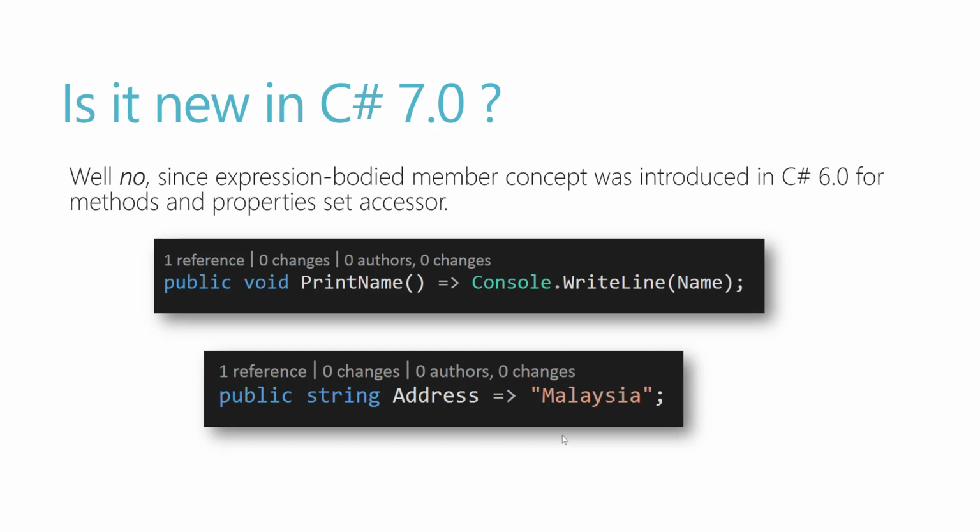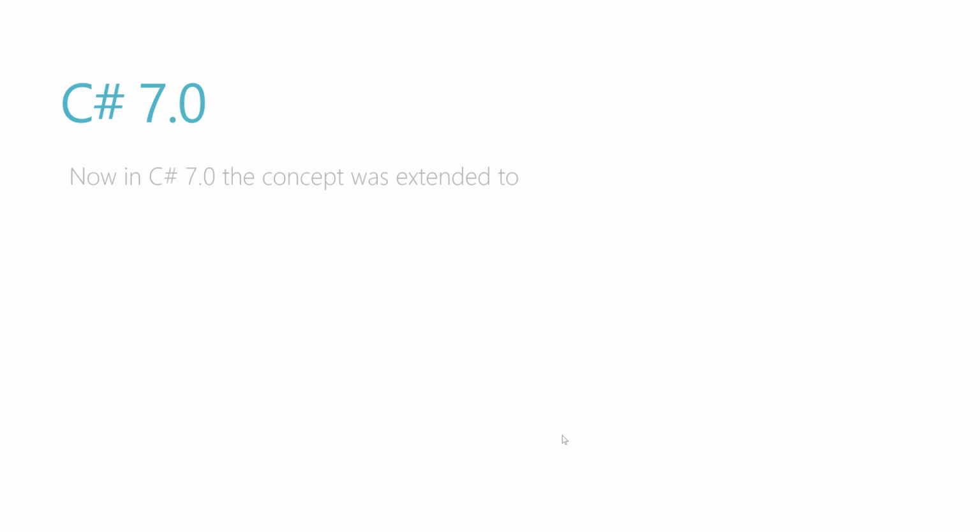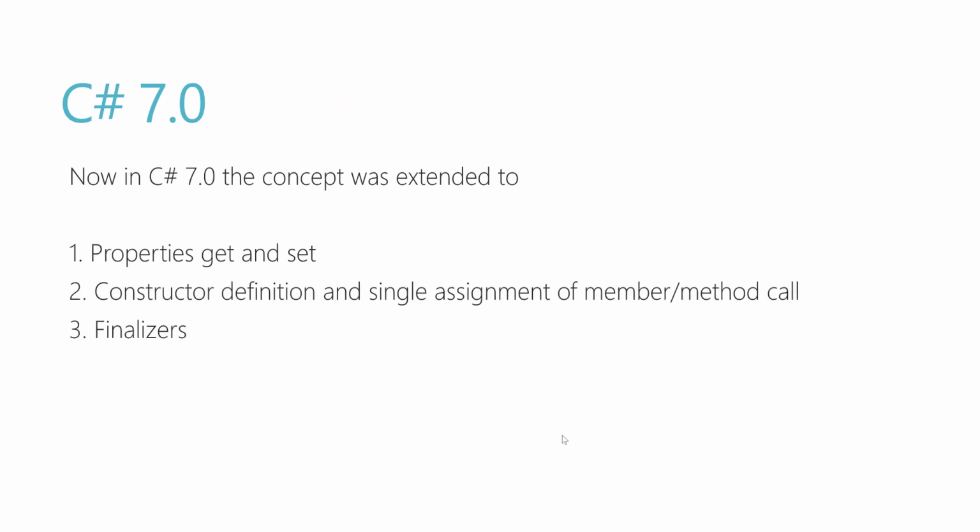but not for the get accessor. In C# 7.0, we now have the concept extended to property get and set accessors, constructor definitions, single assignment of members and method calls, finalizers, and indexers. These are the extended concepts of the existing C# 6.0. Now we're going to see exactly the same thing in our practical demonstration.